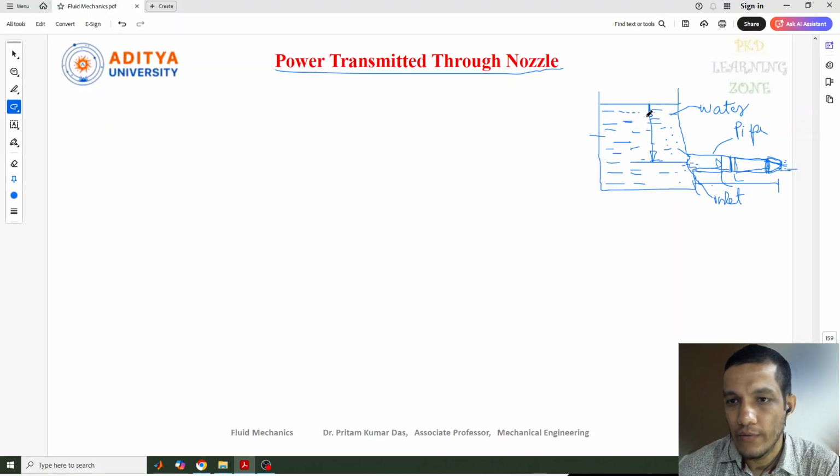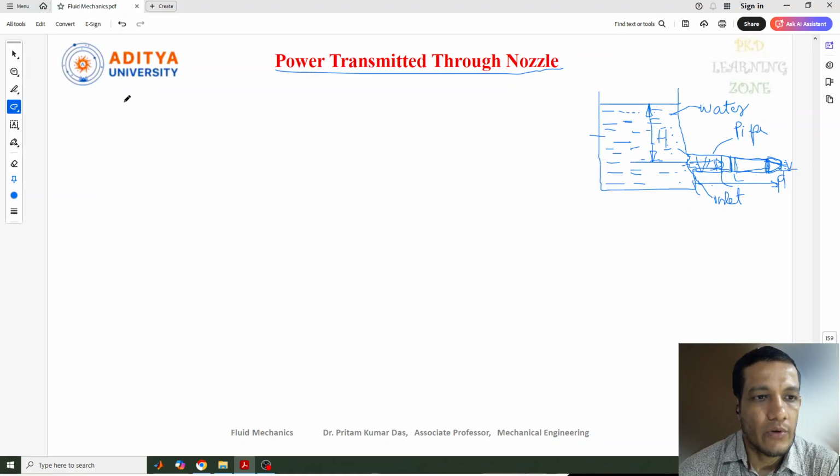So this one we can mark as capital H, and this is L. The velocity of the fluid flowing through the pipe is capital V, and the fluid which is coming out from this nozzle has small v, which we need to consider. The diameter of the nozzle is small d, and here it is capital D. So these are the terminologies used here.